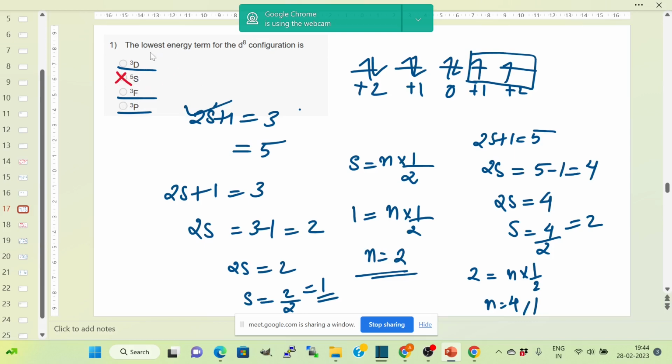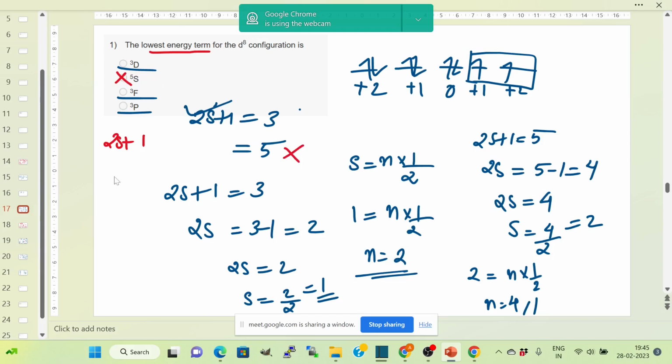Now, the question is, what is the lowest energy term? As I said, whenever we look at the lowest energy term, we will always look at the 2s plus 1 values first. If we did not solve it like this, we would first look at 5 and say that the highest 2s plus 1 value is 5 here, so this will have the lowest energy, but this would be the wrong answer. So first we will check if 5 is possible or not, 3 is possible or not, then compare with the others. We understood that 2s plus 1 equal to 5 is not possible, and we have eliminated this option.